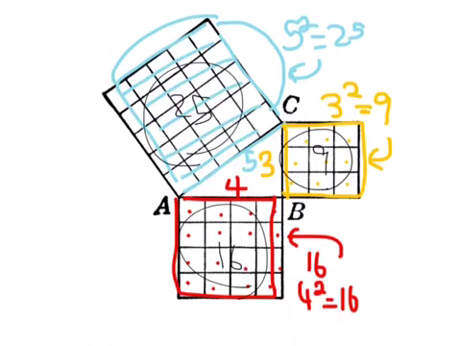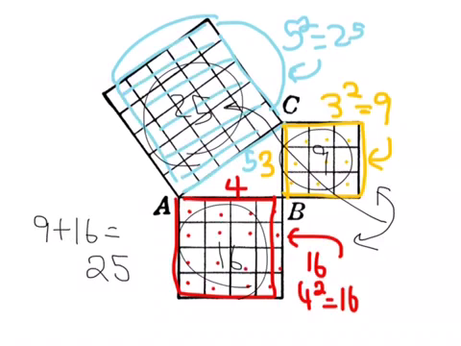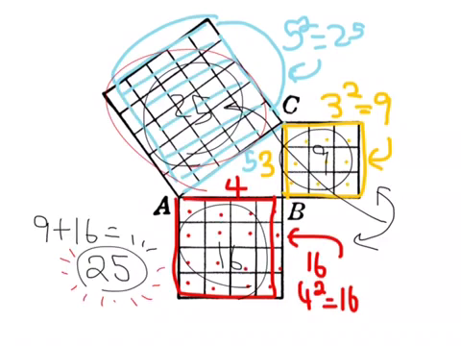To check if the theorem is correct, we need to add this and try to find out if it equals that. So 9 plus 16 is 25. Oh my goodness, we got 25. But doing only one doesn't really qualify. It doesn't mean the whole thing is right, does it?